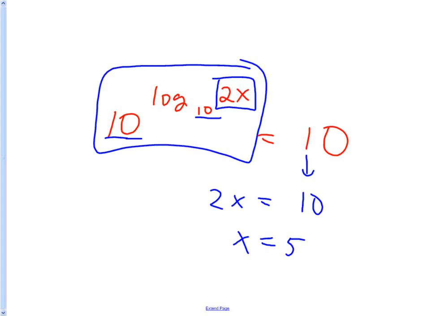This is 10 to the power of log base 10 of 2x. I'll give you another one like that. 6 to the log base 6 of 15. What's that equal to? 15. That's a property. There's another property you're supposed to know.